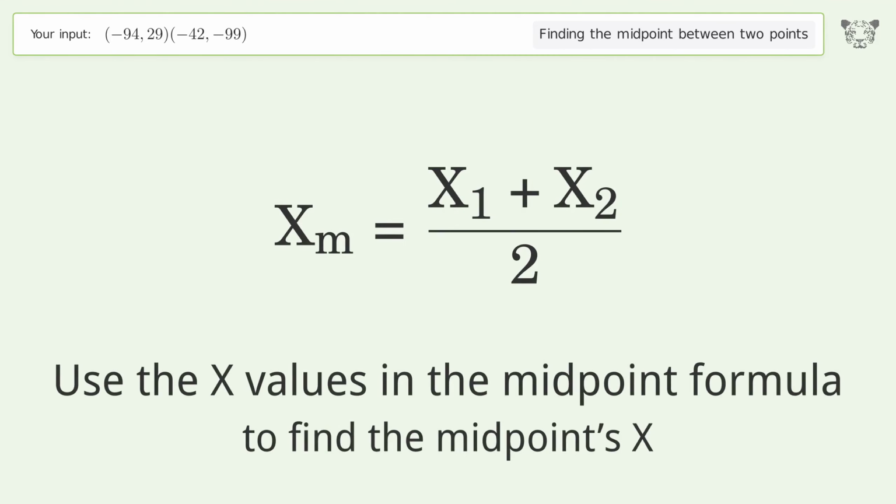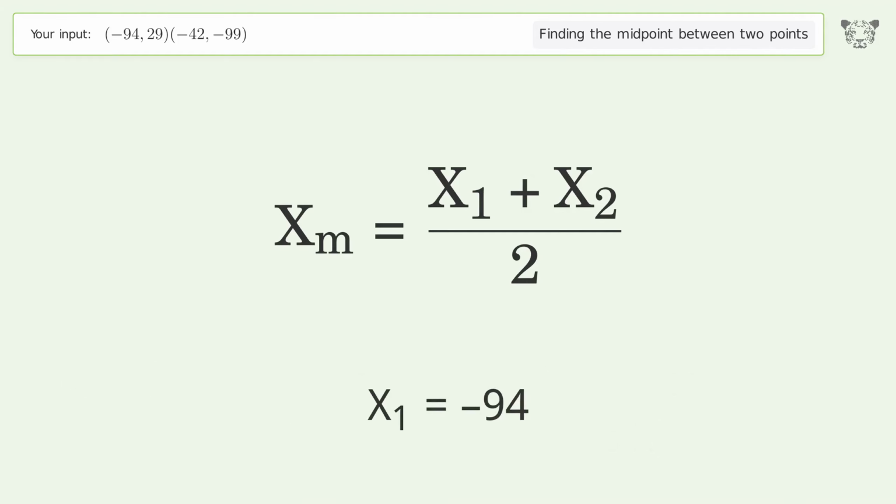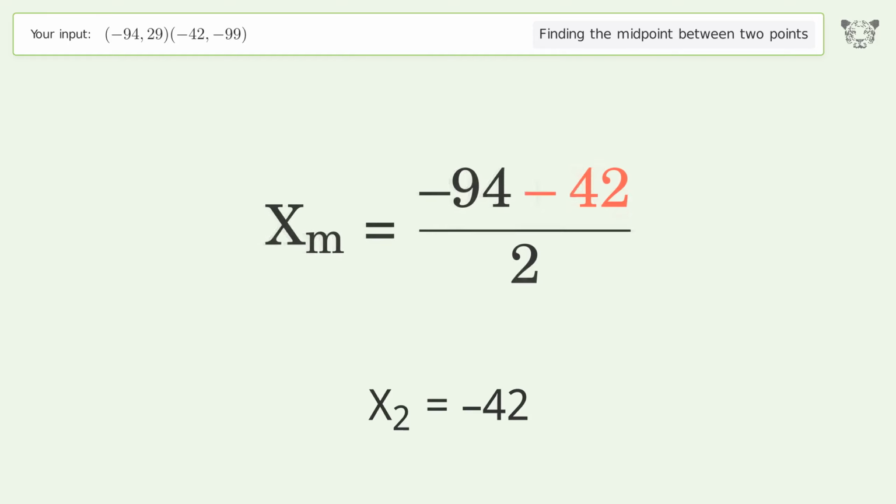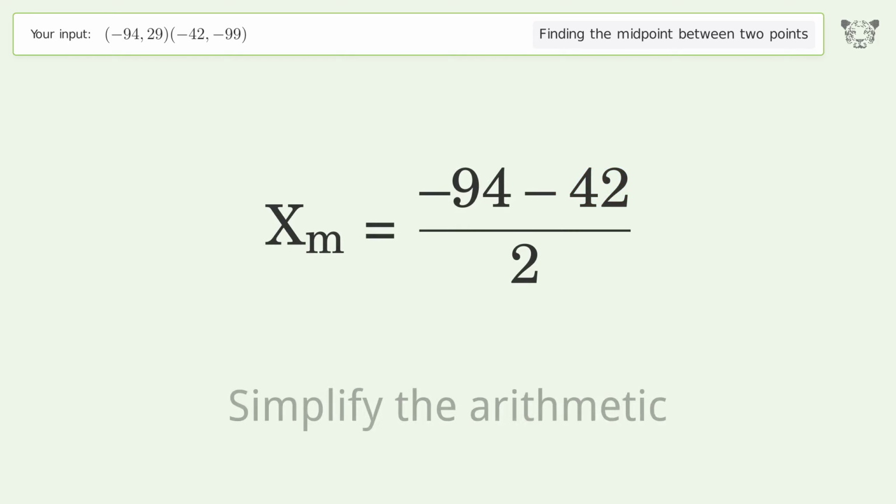Use the x values in the midpoint formula to find the midpoint's x. x1 equals -94. x2 equals -42. Simplify the arithmetic.